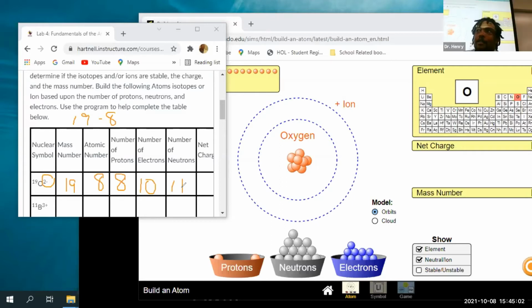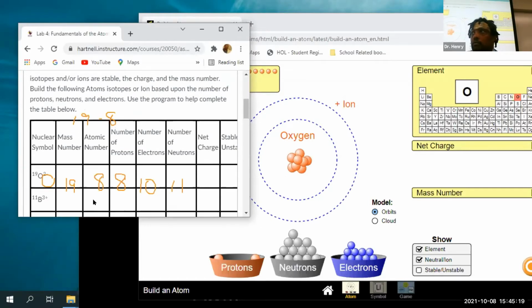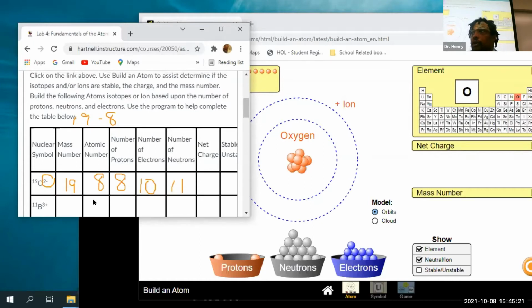Okay. So let's keep going. Let me make this a little bit bigger. Okay, so the next part says the net charge. So what was the net charge on it?